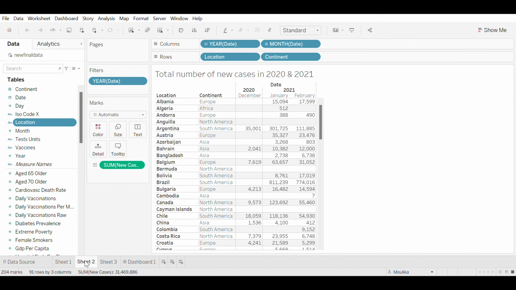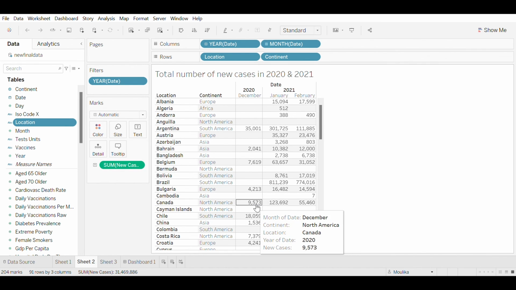And next here is the total number of new cases in 2020 and 2021. Here I have taken a year from which I have extracted the month, and it will give us a clear idea of in which year and which month the new cases arise. For instance, if you take North America, it clearly shows that in the month of December, in the location called Canada, in the year 2020, the new cases are 9,573.